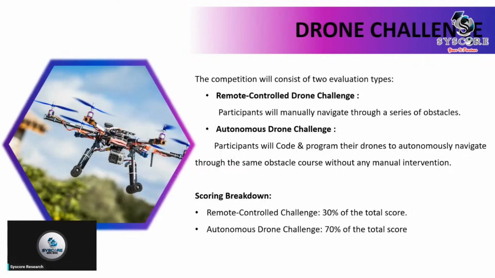In the drone competition, there are two categories, which are the remote control drone challenge and the autonomous drone challenge. In the remote control drone challenge, participants will manually navigate through a series of obstacles. And in the autonomous drone challenge, participants will code and program their drones to autonomously navigate through the same obstacle course without any manual intervention. The scoring breakdown for the remote control challenge is 30% of the total score, and for the autonomous drone challenge is 70% of the total score.